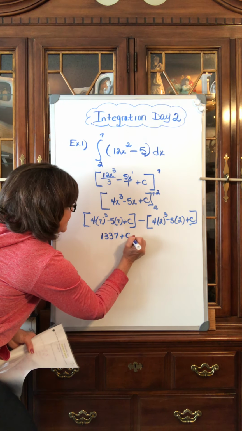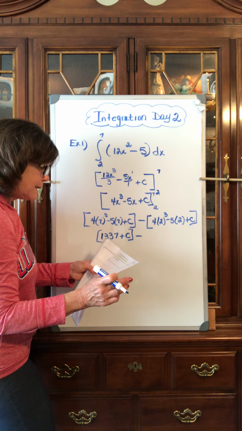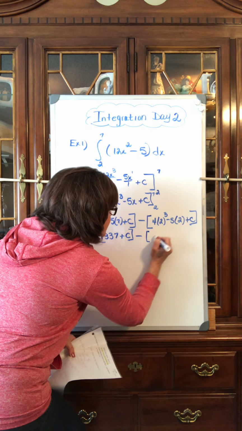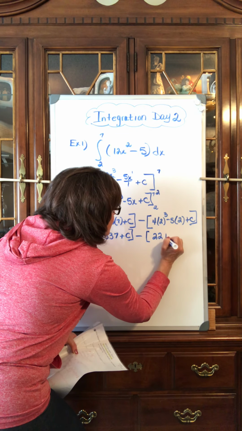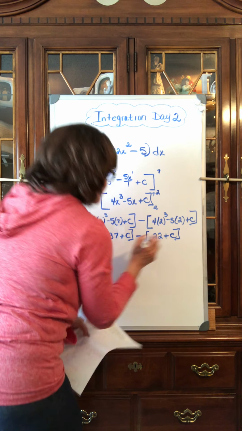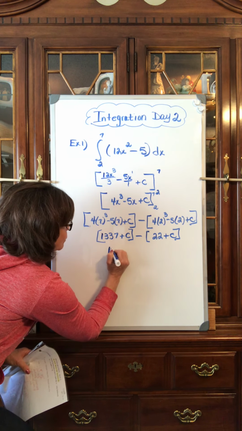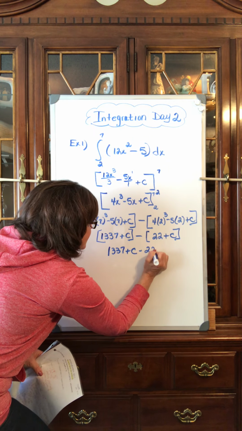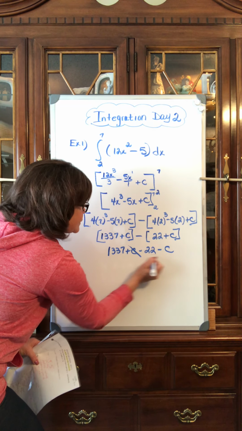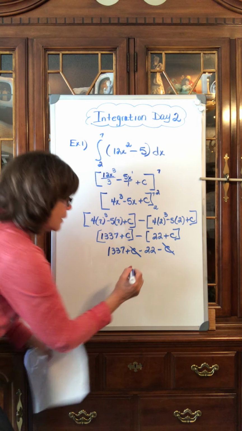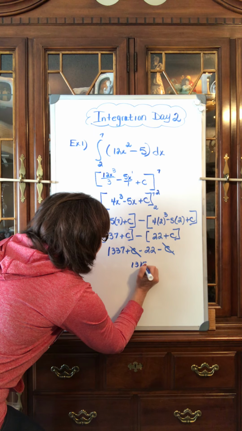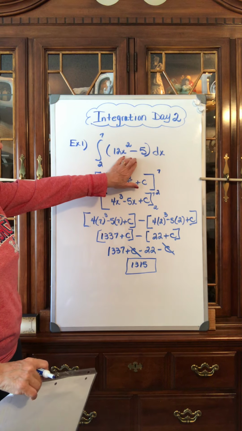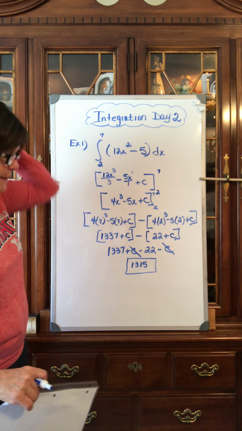4 times 2 cubed minus 10 is 38, or 32 minus 10. This is going to be 22 plus c. Distribute, so 1,337 plus c minus 22 minus c. Those c's cancel, and you're left with 1,315. So that would be the area between this function, the x-axis, and x values of 2 and 7.